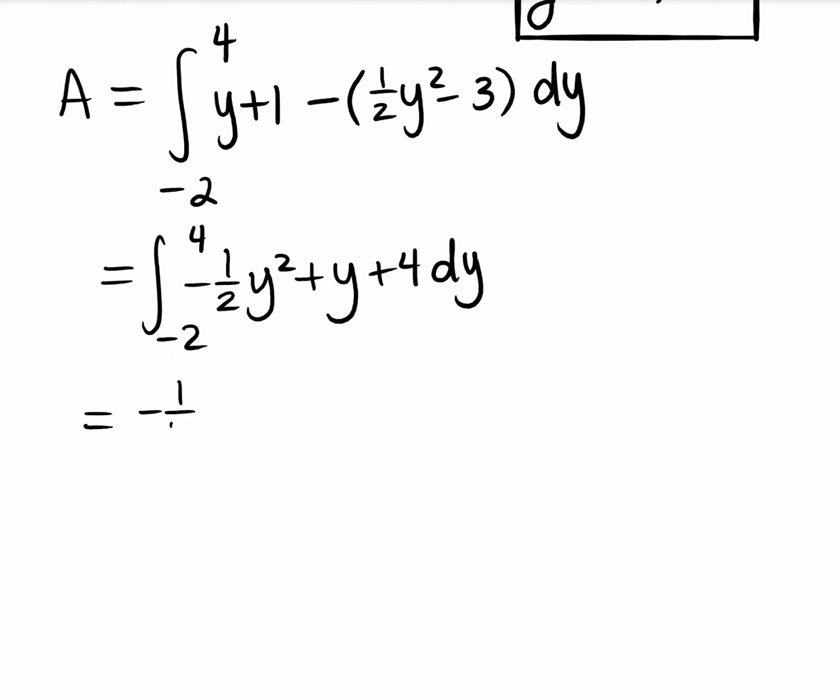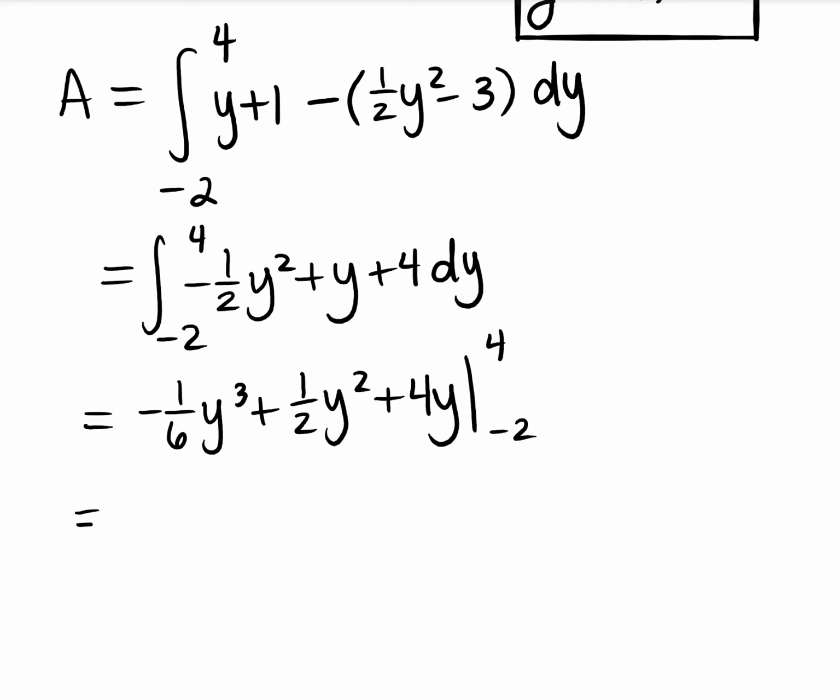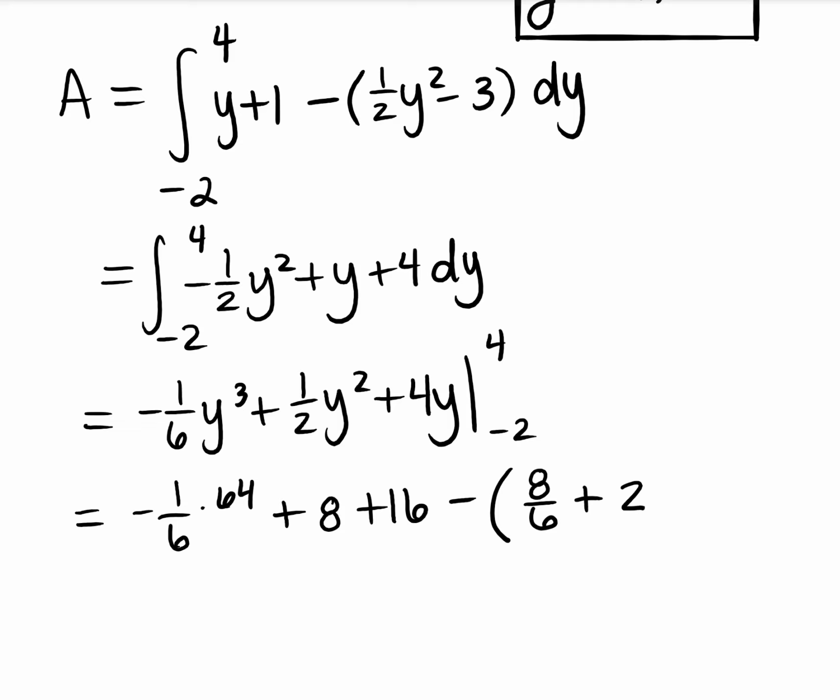So I get a negative 1/6 y cubed, because I would divide by that 3, plus 1/2 y squared, plus 4y, all evaluated from -2 to 4. Good. And then we'll put in the 4. That's 64 plus 4 squared is 16 divided by 2 is 8, plus 16, minus parentheses, -2 cubed is -8, and that negative cancels. So I get 8/6. I'll deal with all this in a moment. -2 squared is 4 divided by 2 is 2, and then minus 8. Once we simplify all of this, we get a really nice number, 18.